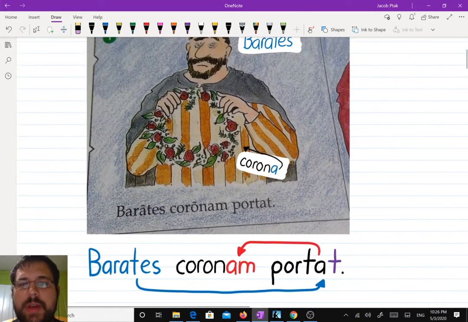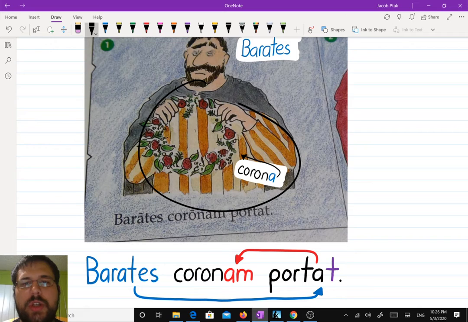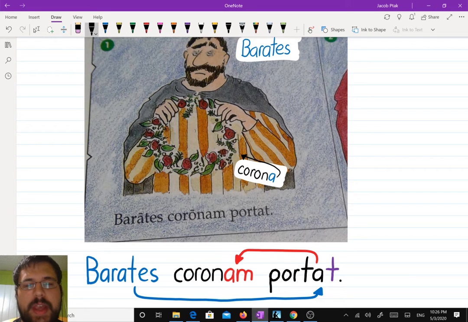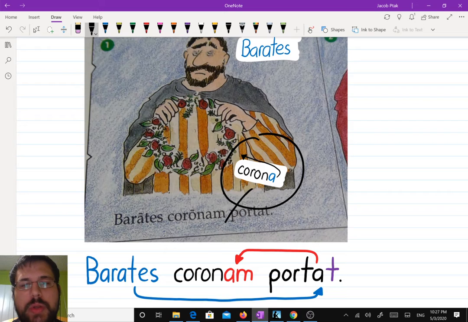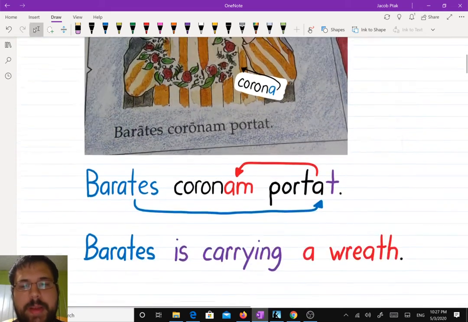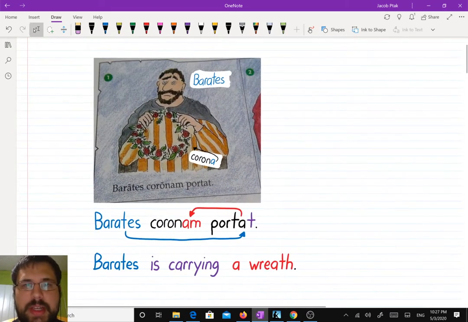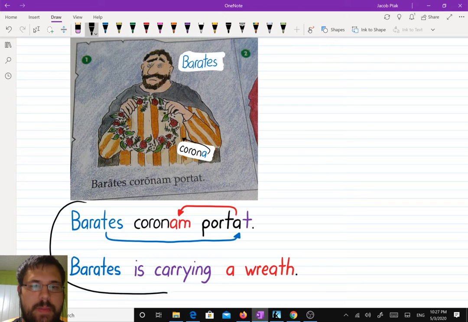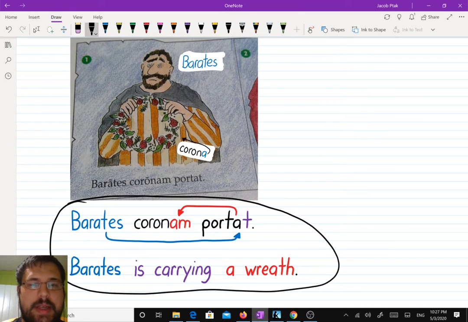Now of course, first thing I want you to notice is how the word is corona, but we say Barates coronam portat. It's still the same thing. We of course change it from corona to coronam to show that we're doing something to it, that it's the object, is what we call it. So here's the translation of the first sentence. Barates is carrying a wreath. This is called a wreath.